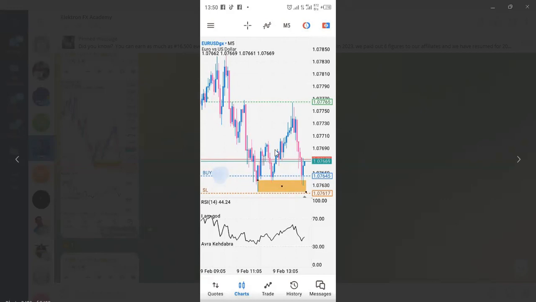This is my prop firm funded account, I can't pronounce it. You can see the timestamp 1350. You can see the screenshots. This is when I enter the trade. You can see time 1350. Now what happened next?